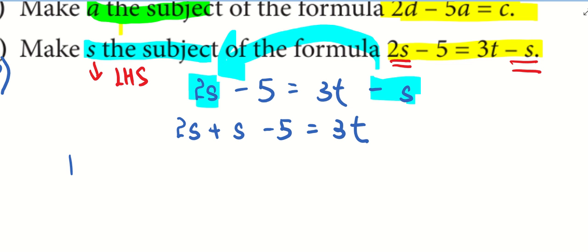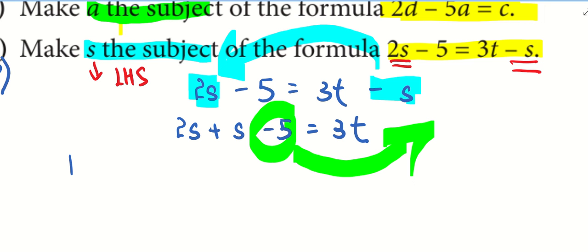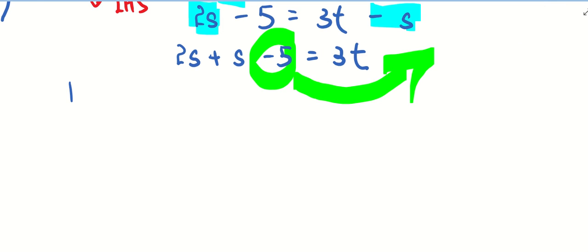But I don't want the negative 5. So, I don't want the negative 5 on the left-hand side. I balance it on the right-hand side. Negative 5, when you balance on the right-hand side, will become positive 5. Let me write that down again. So, 2s plus s equal to 3t plus 5. We have learned before. 2 snake plus 1 snake, total 3 snake, 3s.